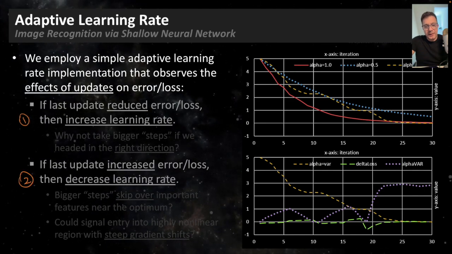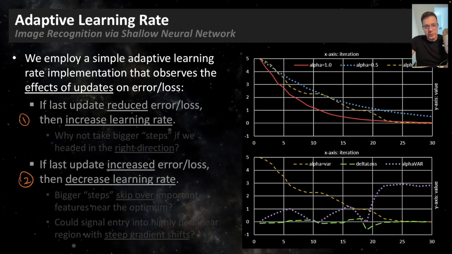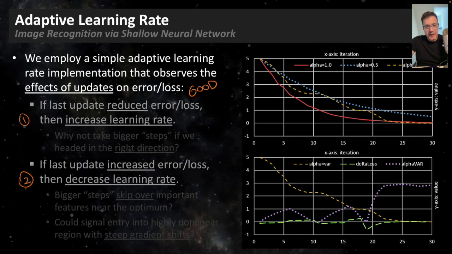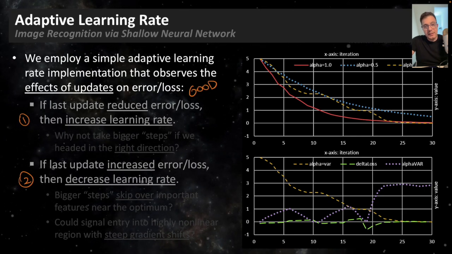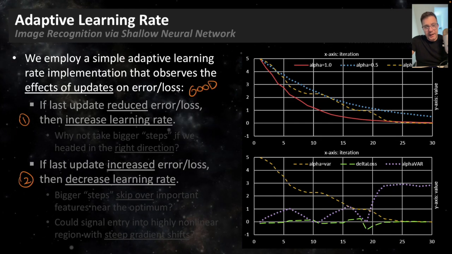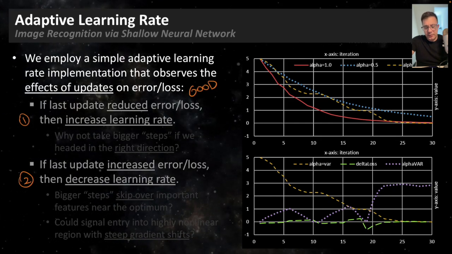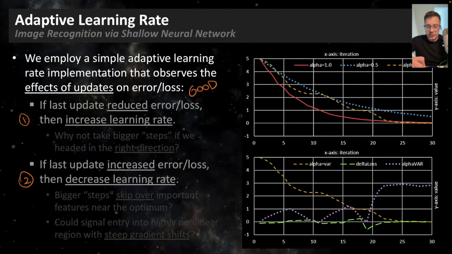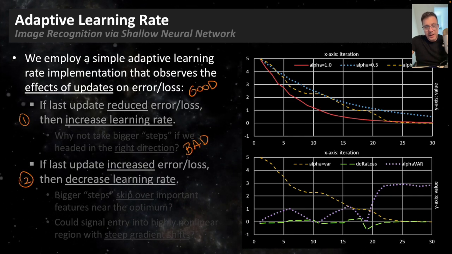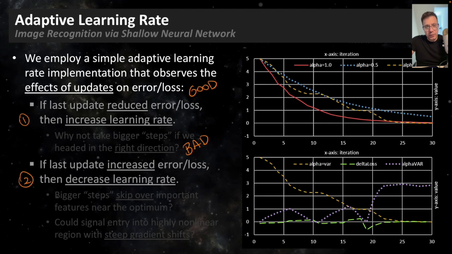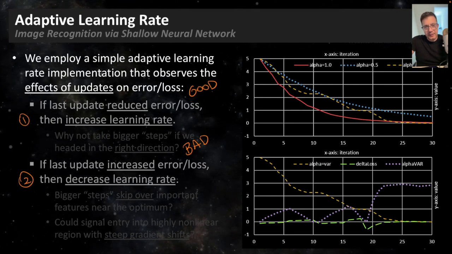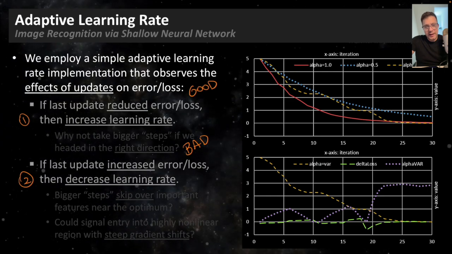The first is that the update associated with an iteration reduces error or loss, and this is generally considered to be good. If that's the case, then we increase the learning rate. Why not take bigger steps if we're pretty sure that we're headed in the right direction? The second case is if the update associated with an iteration increases error or loss, which is generally less desirable, then we decrease the learning rate. Bigger steps may skip over important features when we approach the global minimum, and this could signal that our algorithm is entering a highly nonlinear region with steep changes in gradients.